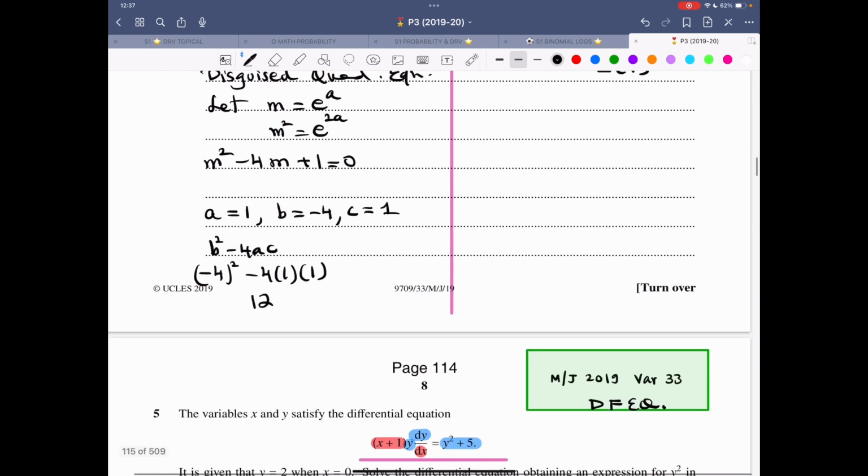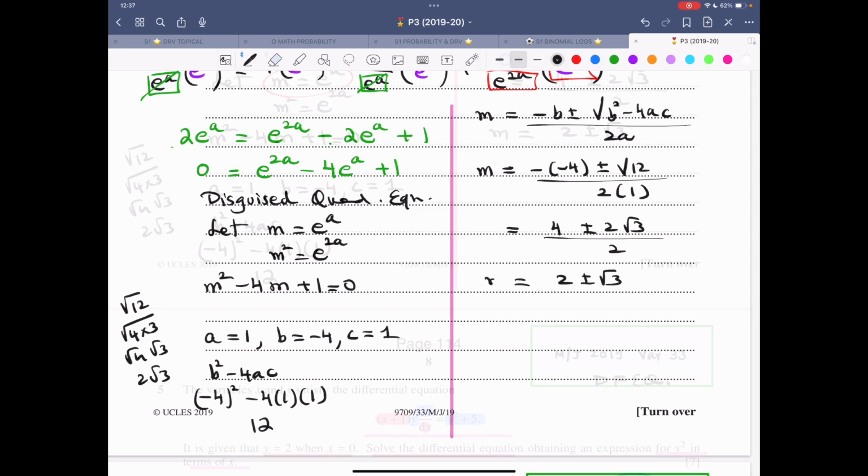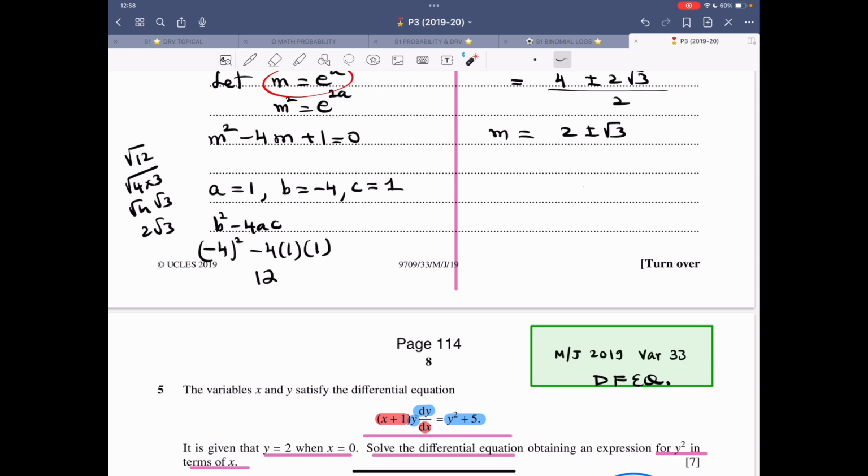Now let me evaluate root 12. That is 4 into 3. That is root 4 root 3. That is 2 root 3. So let me write m as this is 4, plus minus 2 root 3 divided by 2, which becomes 2 plus minus root 3. That is m. So now the question is, what should we do with this value of m?